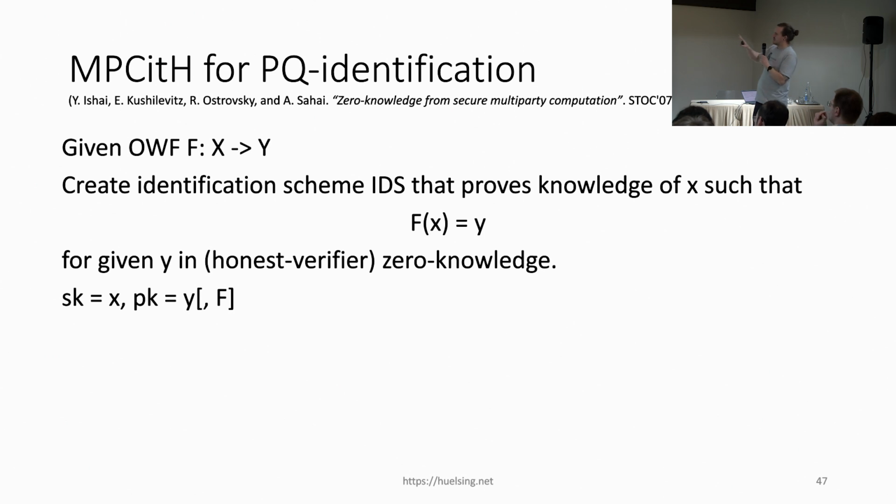As I mentioned, the idea is, given a one-way function, I create an identification scheme which proves knowledge of an input x, such that evaluating f at x gives me y, in an honest verifier zero-knowledge way. And so my secret key will be x, my public key will be y, and potentially a description of f. Okay?